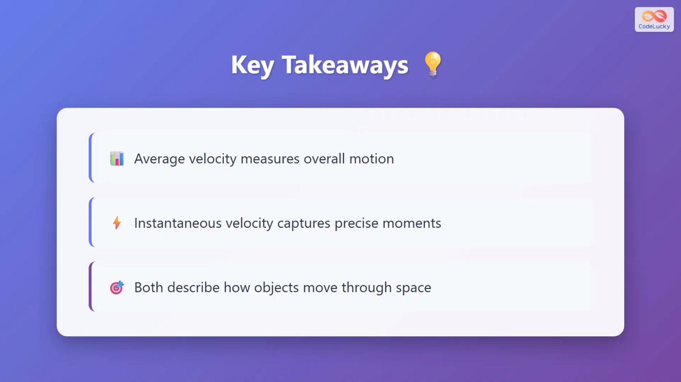Let's recap the key points. Average velocity measures overall motion, giving us the big picture of how an object traveled from one position to another. Instantaneous velocity captures precise moments, telling us exactly how fast an object is moving at any given instant. Both concepts describe how objects move through space, but they give us different perspectives on motion. Understanding both is essential for analyzing movement in physics.